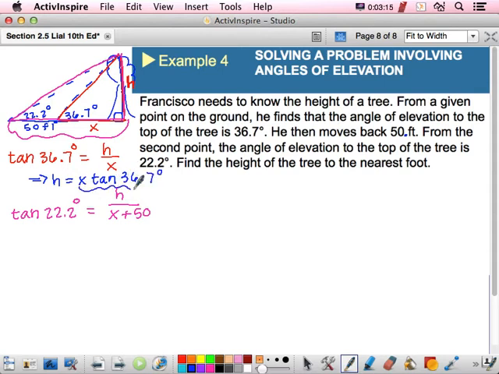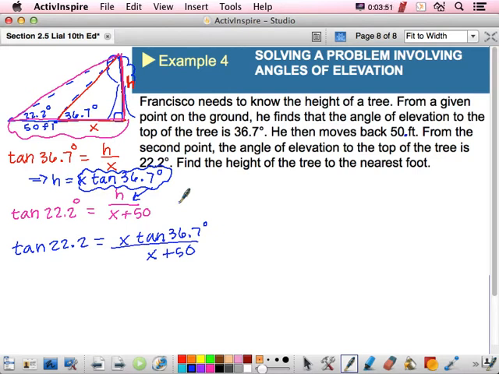I'm going to put a bubble around that, just like we do with any system of equations substitution problem, because really we're just working like this, like a substitution problem. Then I'm going to take that bubble and substitute into the second equation, so that instead of tangent of 22.2 equaling h over x plus 50, it now equals x times the tangent of 36.7 degrees divided by x plus 50. So I just made a substitution there. I substituted this into the second equation.